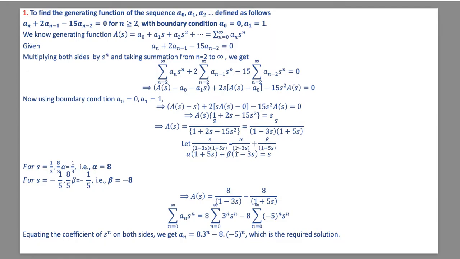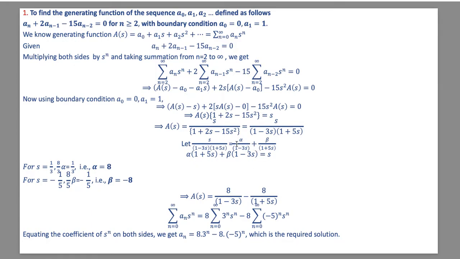So if you take LCM this side, it will be alpha into 1 plus 5s plus beta into 1 minus 3s. In the denominator we have 1 minus 3s into 1 plus 5s. This side also in the denominator we have the same term. So we can write alpha into 1 plus 5s plus beta into 1 minus 3s equal to s. Now we will find the values of alpha and beta by substituting the values of s.